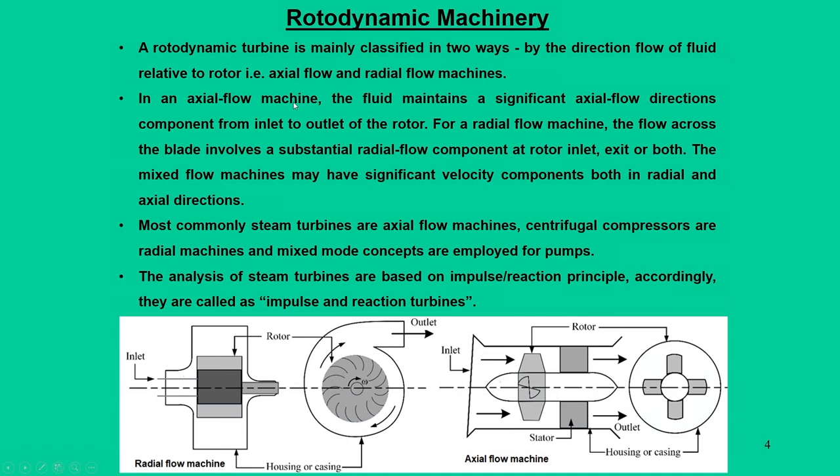In some cases, we can have mixed flow machines. Normally, this happens when we are using liquid, that means water, particularly in hydraulic turbines, we can have mixed flow machines, because purely axial or purely radial is almost difficult to have. So, mixed flow machines are also considered. In that case, the velocity components may have both radial and axial directions.